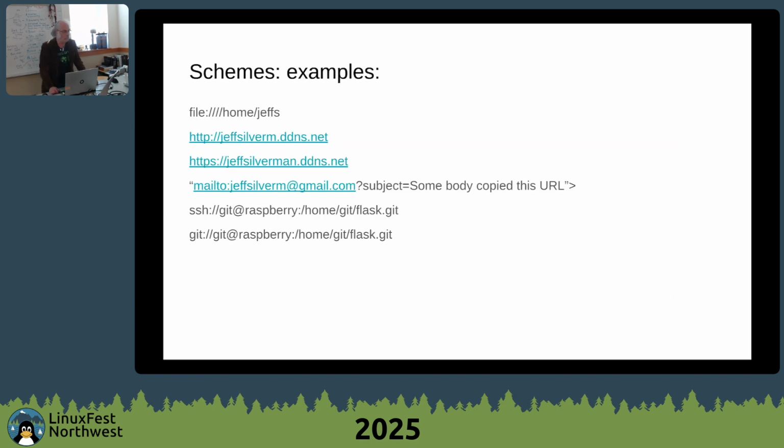Okay, so here are some examples of schemes that you will encounter in common use. The first one is a reference to the home directory in my computer, and then I've got two different names for my web server, which is running on a little Raspberry Pi that I've got on a shelf underneath my table in my office. And then an example of how a mailto scheme would work.